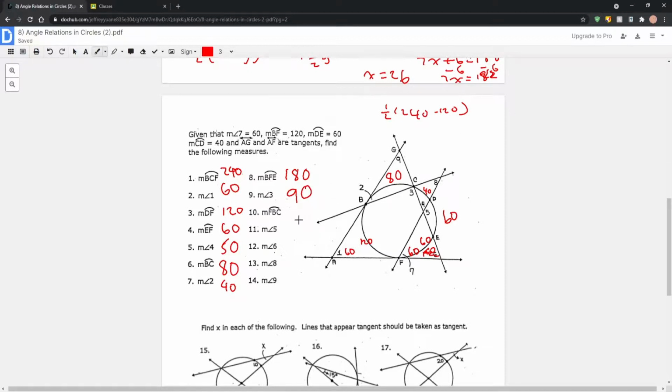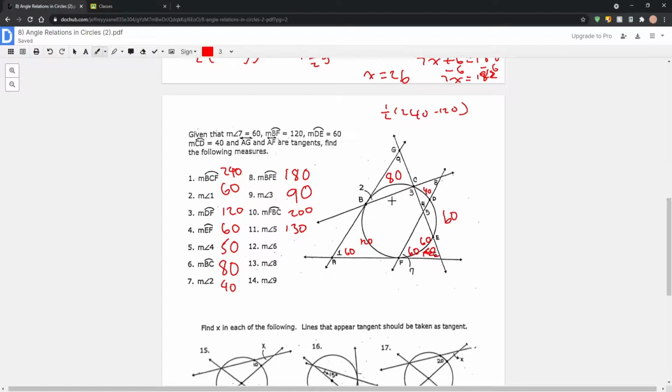Measure of arc FBC. That's going to be 120 plus 80, 200. Measure of angle 5: we have 60 here and 200 here. We use the same theorem, the intersecting chord theorem. So 60 plus 200 is 260 divided by 2. It's 130, and that would be angle 5.